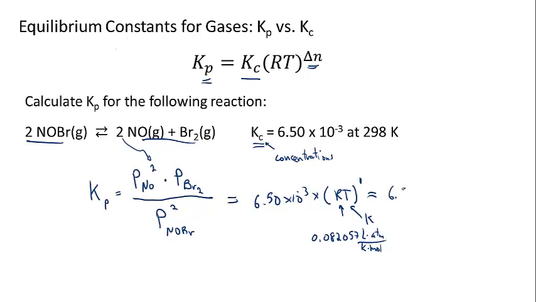And so this is going to be 6.50 times 10 to the minus 3 times R times T. So 0.082057 liter atmospheres over Kelvin moles times 298 Kelvin. And when you do that out, you get 0.159. So that equals Kp. So it's the same equilibrium system, it's just that the equilibrium is expressed with a different property, so the value is different.